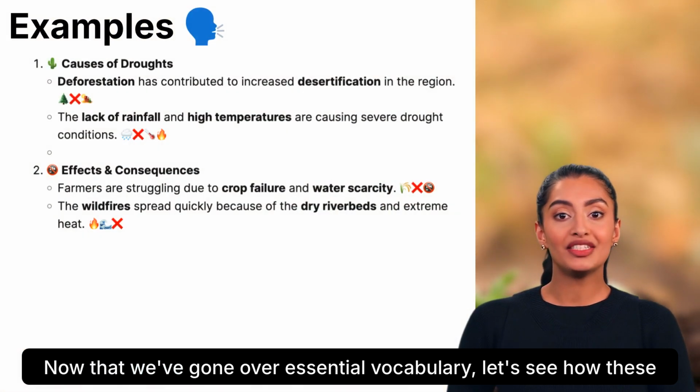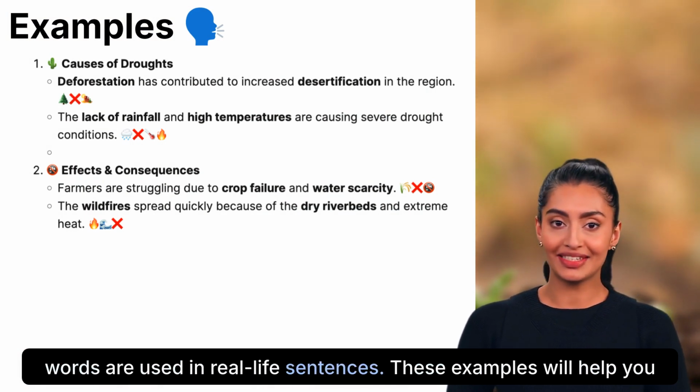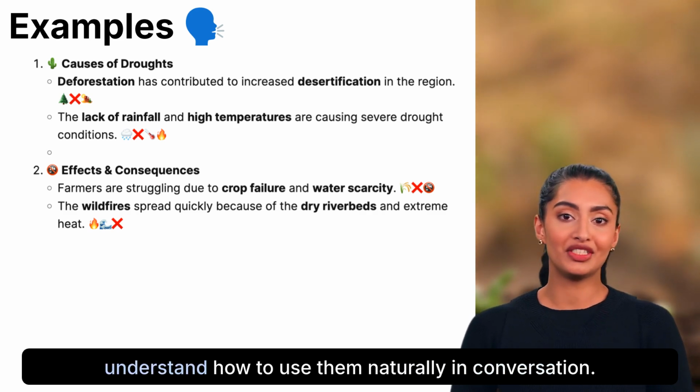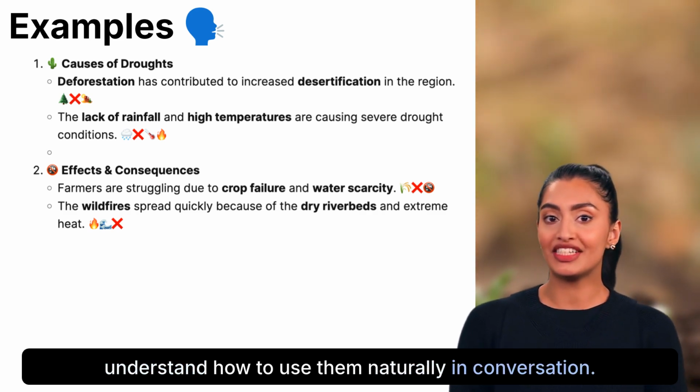Now that we've gone over essential vocabulary, let's see how these words are used in real-life sentences. These examples will help you understand how to use them naturally in conversation.